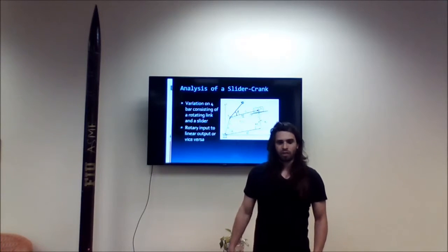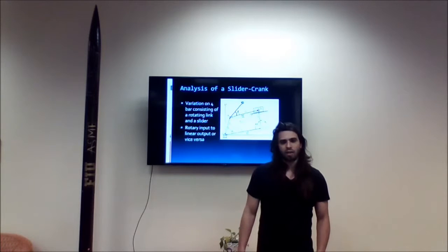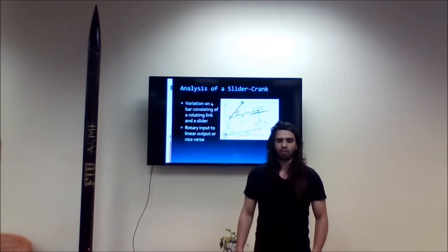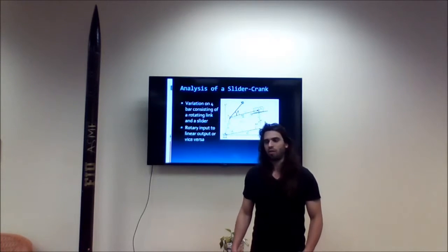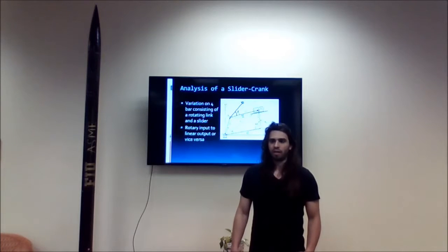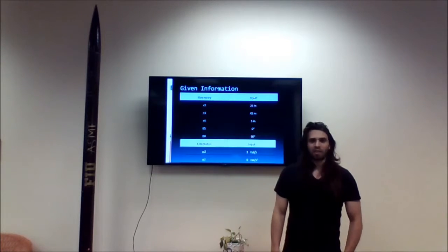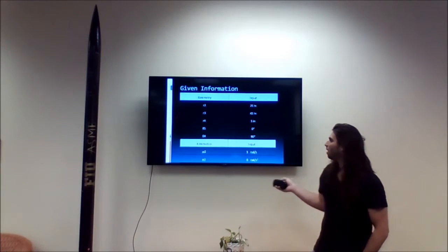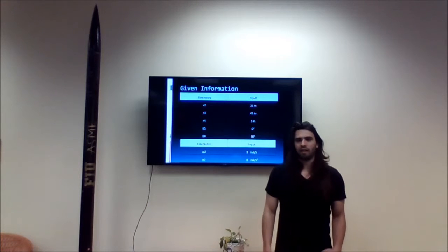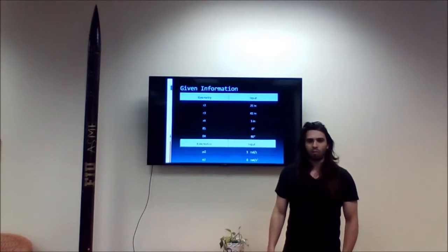Okay, so our first thing we did is analysis of a slider crank. Basically, a slider crank is a variation on a 4-bar, which consists of a crank input that converts input or rotational motion into linear motion via a slider. Here's our given information. We're tasked with finding theta 3 and R1 given a full rotation of the crank, which is theta 2.